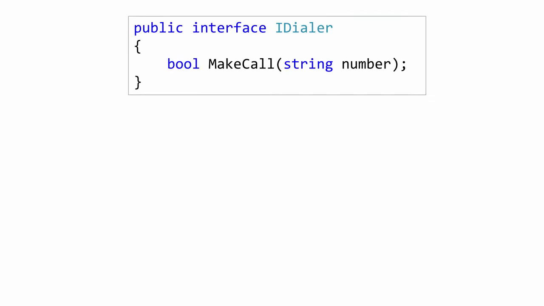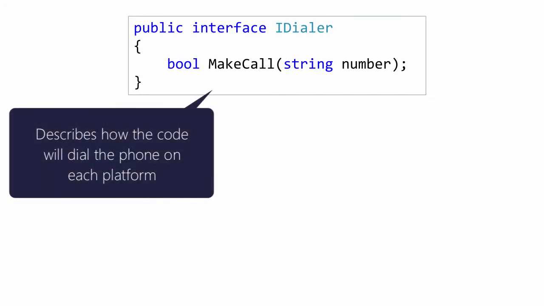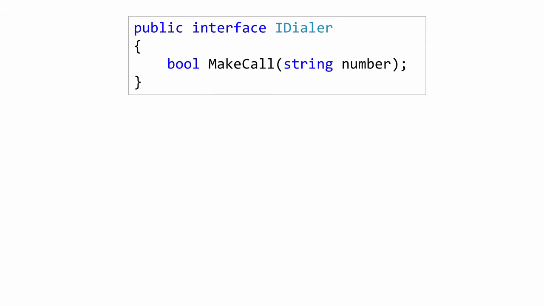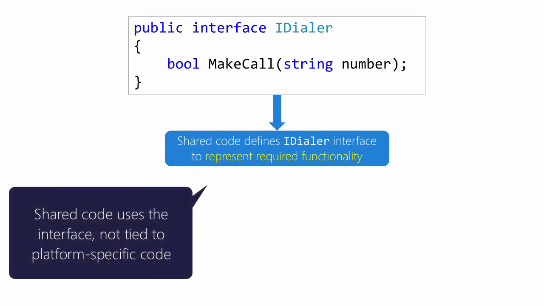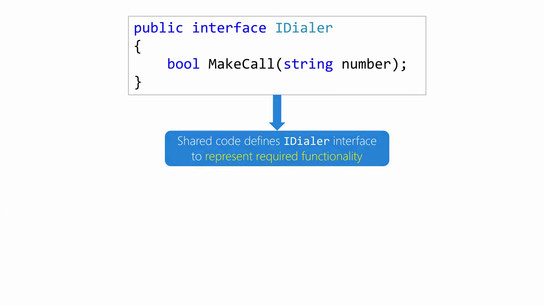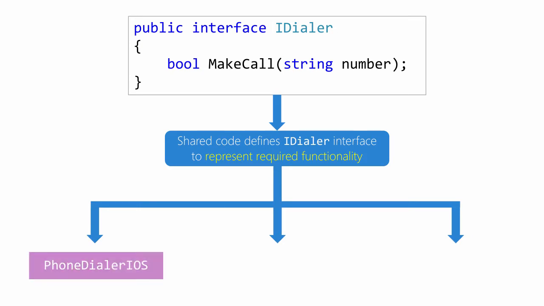Here you can see that we will define an IDialer interface which will describe how our code will dial the phone on each platform. Then, in each of the platform-specific projects, we will implement that interface using the platform-specific APIs available to us in those projects. Our shared code will always use the interface, which means it is not directly tied to the implementation or platform-specific code.